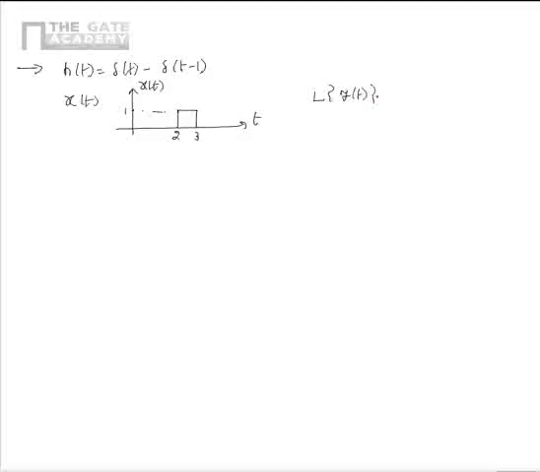Now let us look into another problem as per which there is an LTI system of impulse response h of t is equal to delta of t minus delta of t minus 1. It's given an input of x of t, which is as shown in the figure. The input x of t is a pulse from t is equal to 2 to 3 seconds and it has a magnitude of 1. We need to find the Laplace transform of the output of the LTI system for the given input.